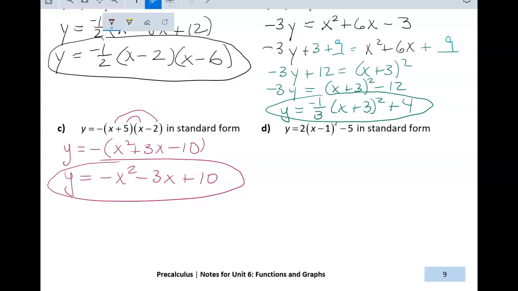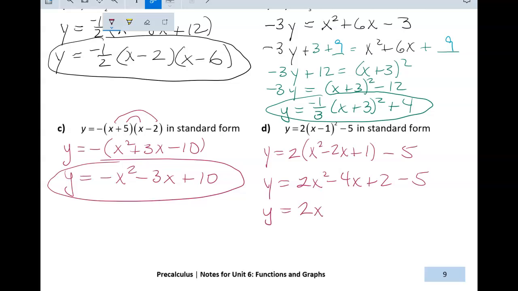Same thing when we go from vertex form to standard form. We're going to just multiply everything out. So y equals 2 times, and x minus 1 squared is x squared minus 2x plus 1. And then we can multiply by 2. And finally subtract the 5. So y equals 2x squared minus 4x minus 3 in standard form. And that's it for today's lesson.